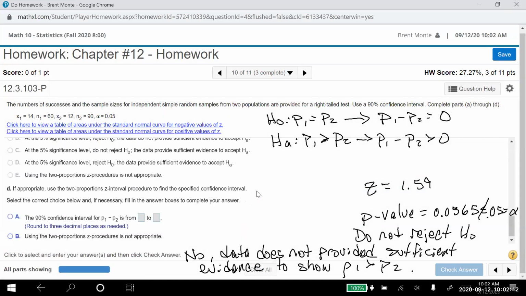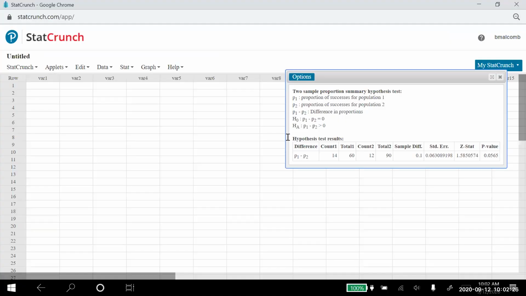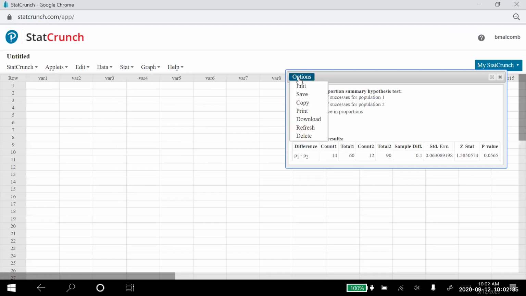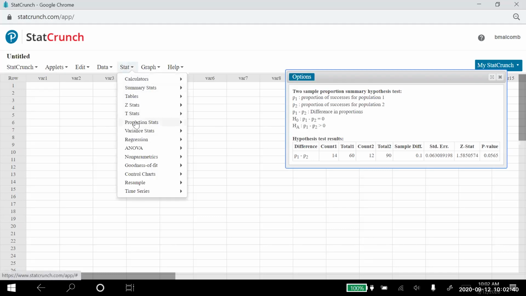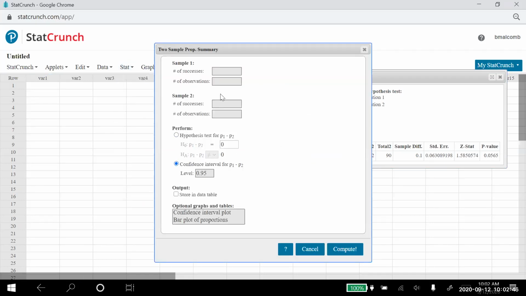And then we go in lastly to run the confidence interval. Well, the confidence interval, again, it's going to be very similar. Let's get rid of all these drawings. We'll go back into StatCrunch, and it's already up, so we'll just pull it up here. Maybe we can go into options. I don't know if any of those are going to help. We'll go Stat, Proportion Stats, Two Sample with Summary, but this time we're doing the confidence interval. And it was a 90% confidence interval, wasn't it?